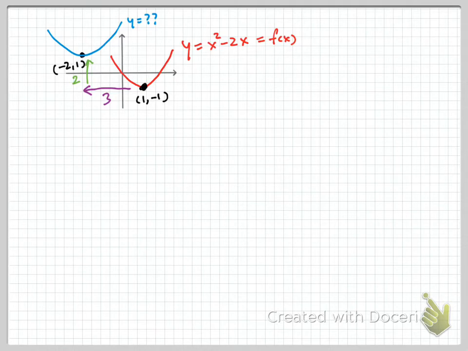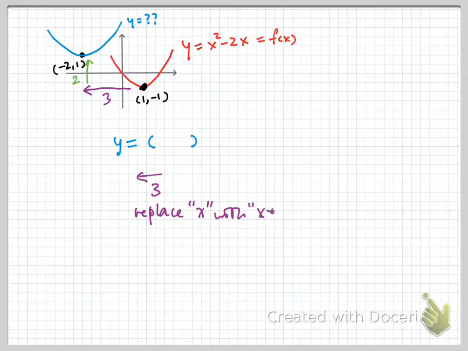So what is the equation of the new one, the blue one? The blue one will be a combination of the purple and the green transformation. The purple transformation, when you move to the left hand side by 3 units, is to replace all the x's with x plus 3. That is the meaning of f of x plus 3. So you replace all the x's with x plus 3. So that is x plus 3 squared minus twice x plus 3. The original equation was x squared minus 2x. Now you replace all the x's with x plus 3.